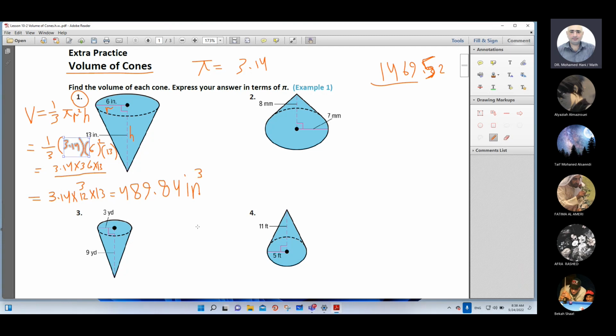Who has any question about this example? Is it clear for all? Beka, clear? Latifa? Sarah? Yazia?